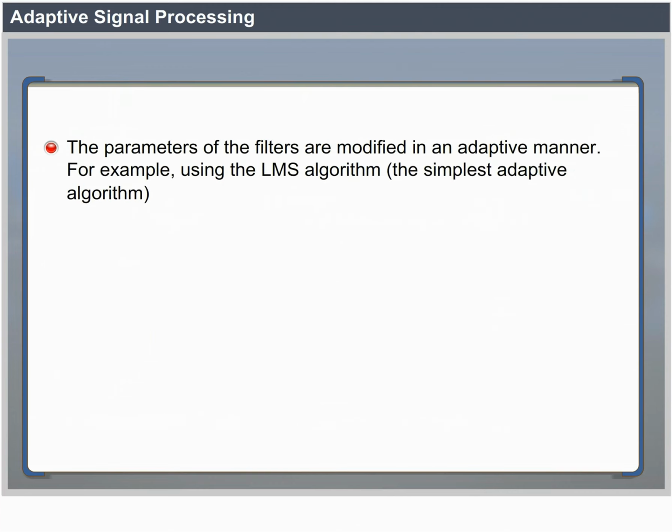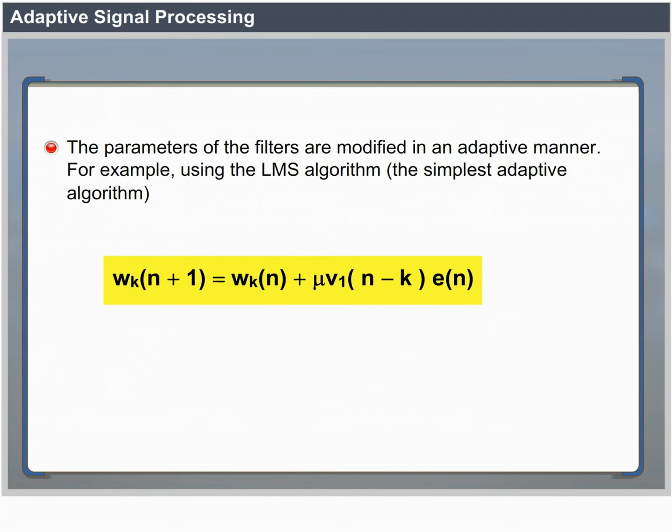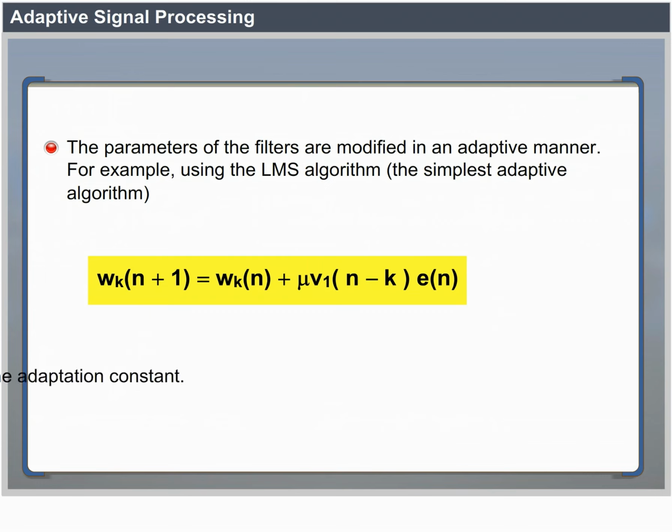The parameters of the filters are modified in an adaptive manner, for example, using the LMS algorithm, the simplest adaptive algorithm. Wk[n+1] = Wk[n] + mu V1[n-k] E[n], where mu is the adaptation constant.